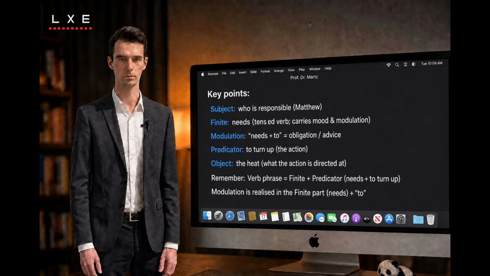Scene 3, tenor, the interpersonal dimension of meaning. If field is about what is happening, tenor is about who is talking to whom, the social roles, power, and solidarity. The interpersonal metafunction is the grammar of social action. It's how language does things between people. Start with a simple distinction, propositions versus proposals. Propositions are statements about states of affairs. This episode is systematic.